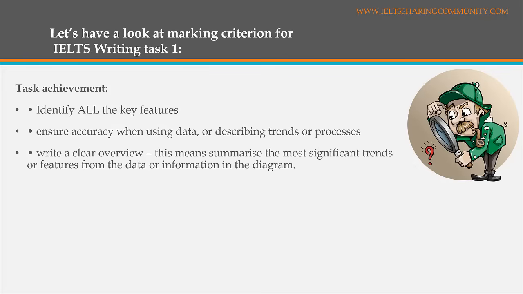Task achievement. You are required to identify all the key features, ensure accuracy when using data or describing changes or processes, and write a clear overview. This means summarizing the most significant changes or features from the data or information in the diagram. I mentioned this quite clearly in the last video about how to write a good overview. You can watch it again by clicking the link below this video.